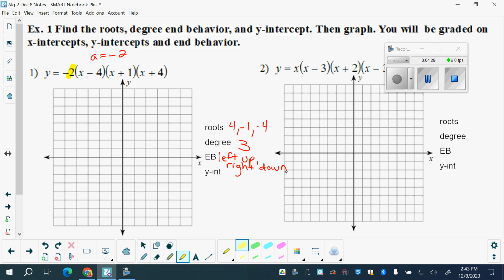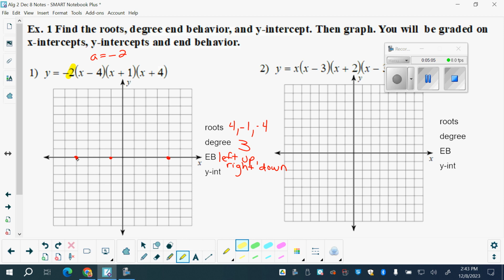So if we take x times x times x, that's x to the 3rd. I can't write on here. It's x to the 3rd. So then that's where we get our degree from. We just look at our x's. So I'm going to go ahead and graph these roots for -1, -4. And then I need to find my y-intercept. What do I do to find my y-intercept? You multiply it all. We set x equal to 0 to find our y-intercepts.